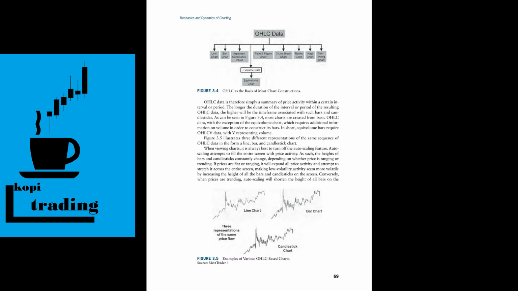As can be seen in Figure 3.4, most charts are created from basic OHLC data, with the exception of the equivolume chart, which requires additional information on volume in order to construct its bars. In short, equivolume bars require OHLCV data, with V representing volume. Figure 3.5 illustrates three different representations of the same sequence of OHLC data in the form of a line, bar, and candlestick chart. When viewing charts, it is always best to turn off the auto-scaling feature.